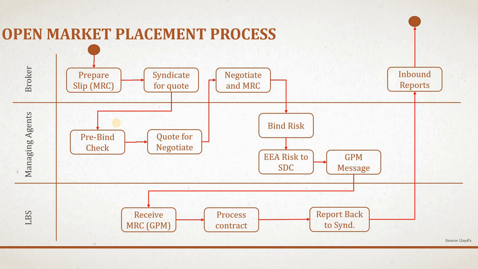Once the risk is bound, the underwriter will submit the MRC to the SDC services, and this is done automatically if placed via the PPL, or the portal if not used. The SDC converts the MRC to data messages, called GPM, Global Placement Messages, and forwards them to the subsidiary along with the PDF. The subsidiary will receive the GPM for each line. Finally, the subsidiary uploads the GPM into the subsidiary policy administration system.